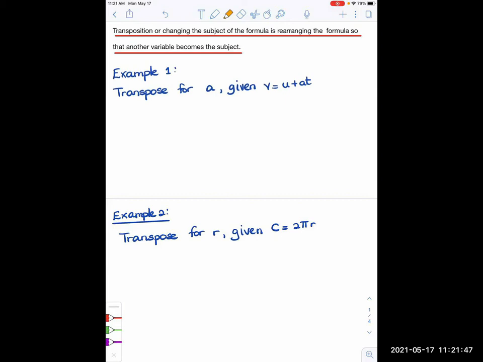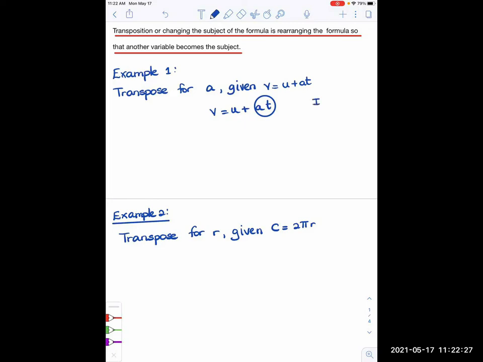In my first example, I am going to transpose for A, given the formula V is equal to U plus AT. So V is the subject, and I want to make A the subject. So the first thing I am going to do, I am going to circle the term that contains A. Once it is positive, it remains on that side of the equation. And any other term that is not circled needs to be removed from that side of the equation. So we need to remove U.